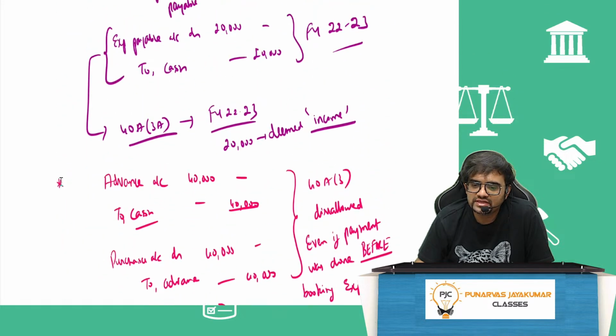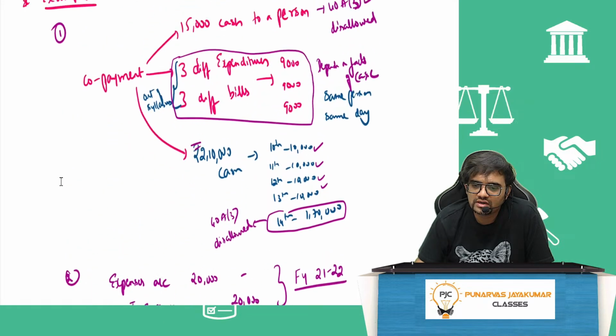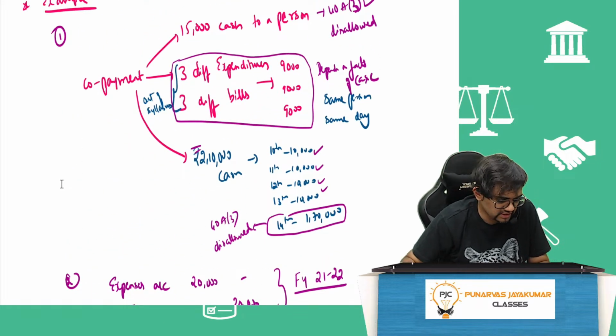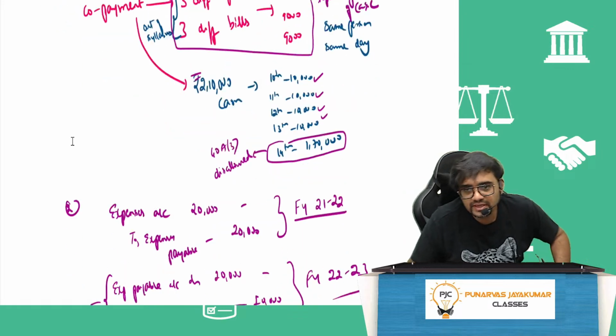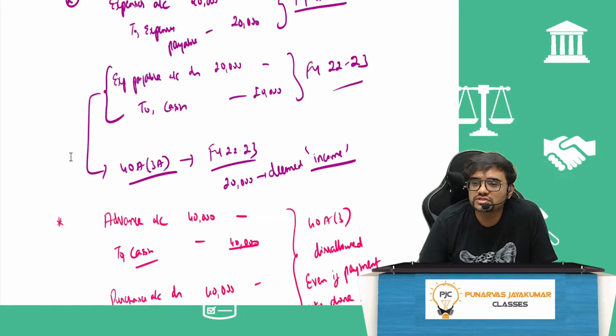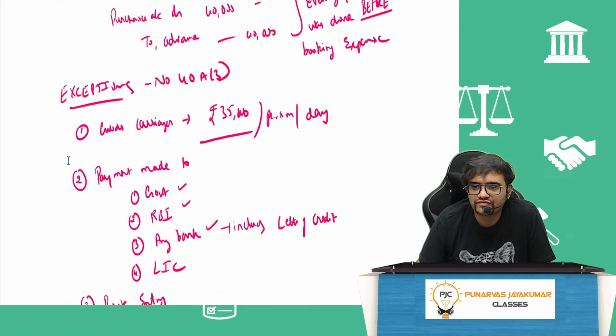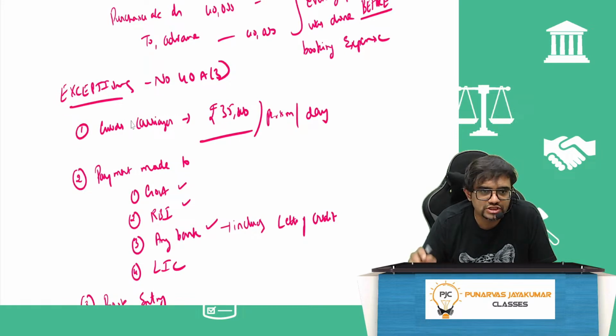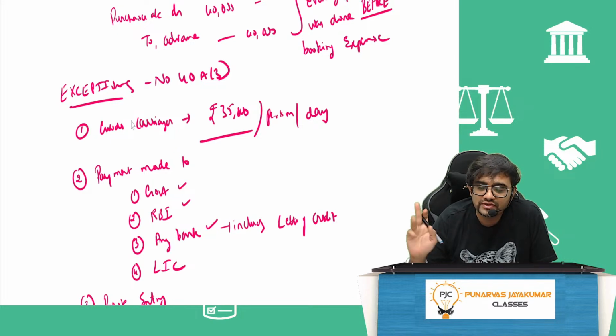Under 40A(3), the 10,000 rupees limit is increased to 35,000 rupees if and only if it is a goods carriage, that is, payment made to a goods carriage for transport of goods. They can ask in an MCQ: the company paid 32,000 rupees. Up to 35,000, no problem.